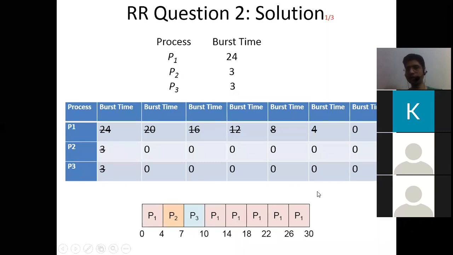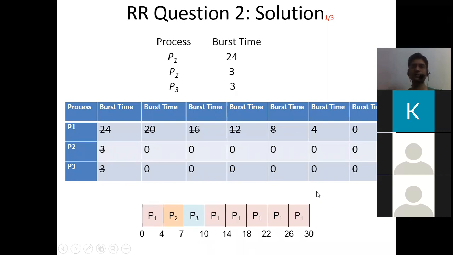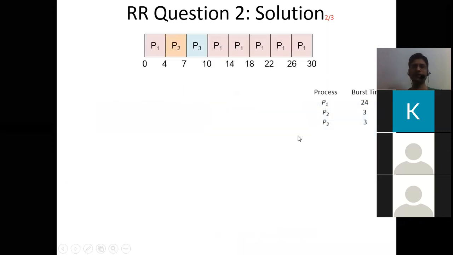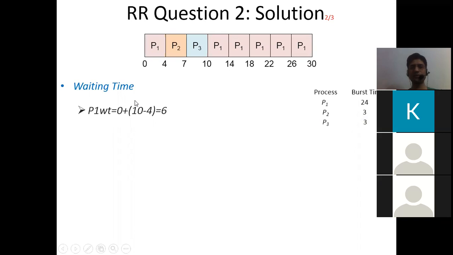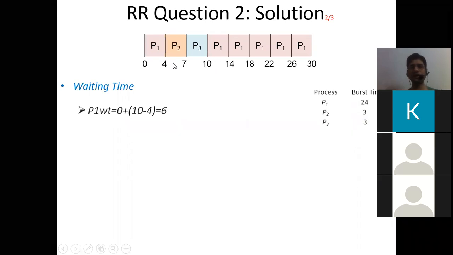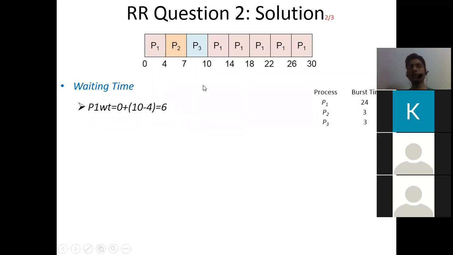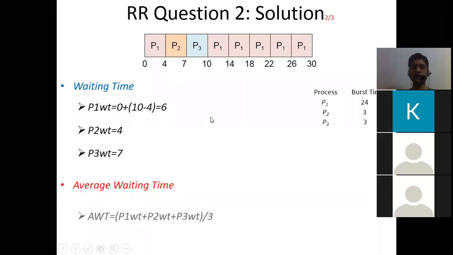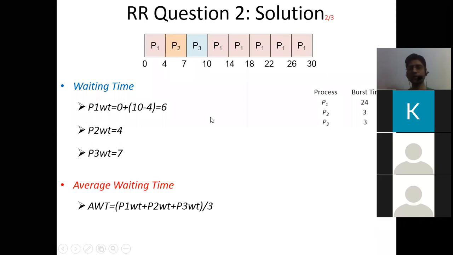Krishnam has come with the answer. Average turnaround time, 17 unit time. Okay, let's see. This is the Gantt chart: P1, P2, P3, and then P1 will get the CPU in continuation. So let's see the waiting time for P1. Waiting time for P1 is 0. Then it gets the control again at 10 unit time, where it left the CPU at 4 unit time. So 10 minus 4, that is 6 unit time for P1. Then for P2, it gets the control at 4 unit time. Then P3 at 7. So what is the average waiting time? 6 plus 4 plus 7 divided by the number of processes, that is 3. So you can write here simply 5.7 unit time.